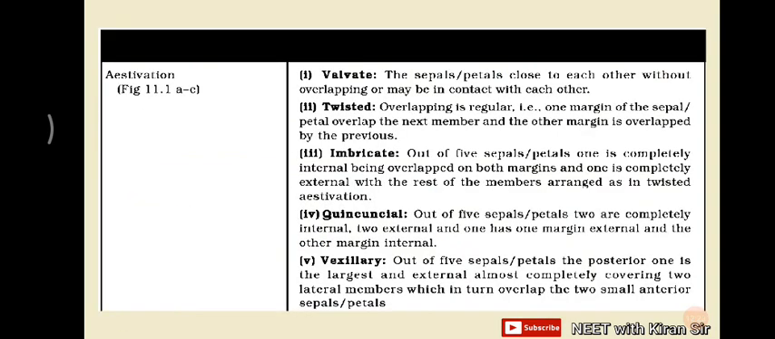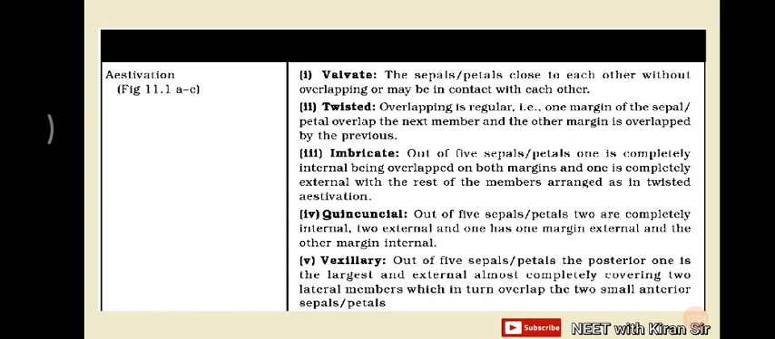Next, we will go with estivation. When I say estivation, remember, I think of the mode of arrangement of leaves on a stem. The mode of arrangement of the petals or sepals in a flower bud is called estivation. I'm very sorry. The first one we call valvate estivation. Remember, if the petals are arranged side by side without any overlapping, we call it valvate.